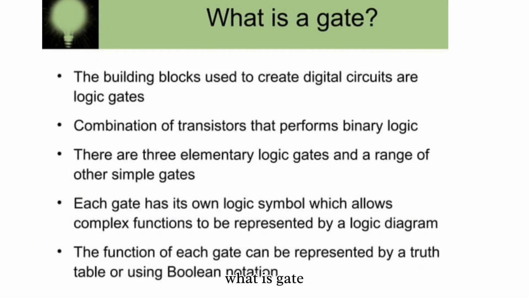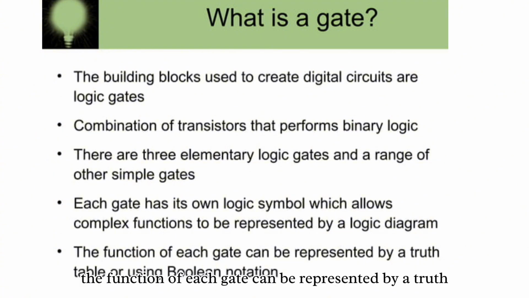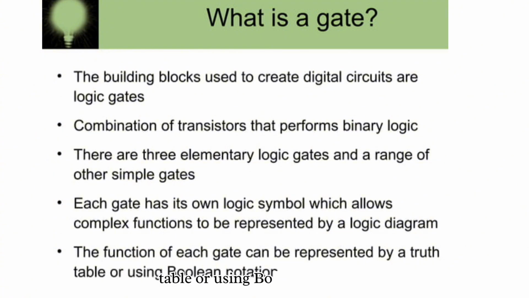What is a gate? The building blocks used to create digital circuits are logic gates, combinations of transistors that perform binary logic. There are 3 elementary logic gates and a range of other simple gates. Each gate has its own logic symbol, which allows complex functions to be represented by a logic diagram. The function of each gate can be represented by a truth table or using Boolean notation.